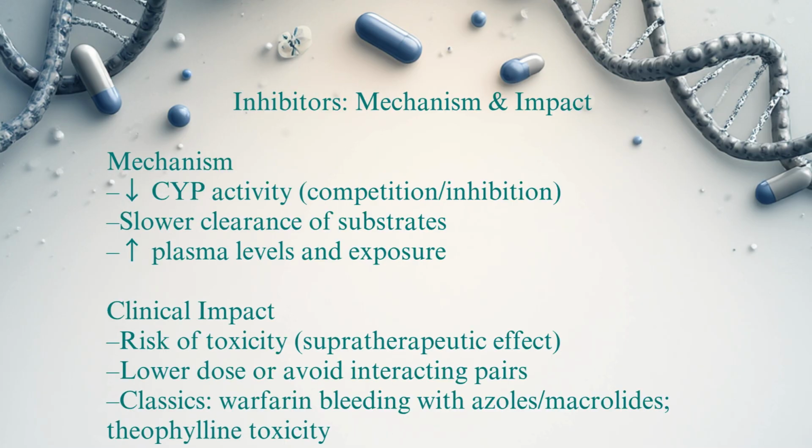On this slide, we're focusing on CYP450 inhibitors and what they do both mechanistically and clinically. Mechanistically, inhibitors decrease CYP activity. They either compete with other drugs for the enzyme or directly block its function. Because the enzyme is less active, the clearance of its substrates slows down. When that happens, those drugs are not being broken down at the usual rate, so their plasma levels increase and the patient has greater overall exposure to the medication.